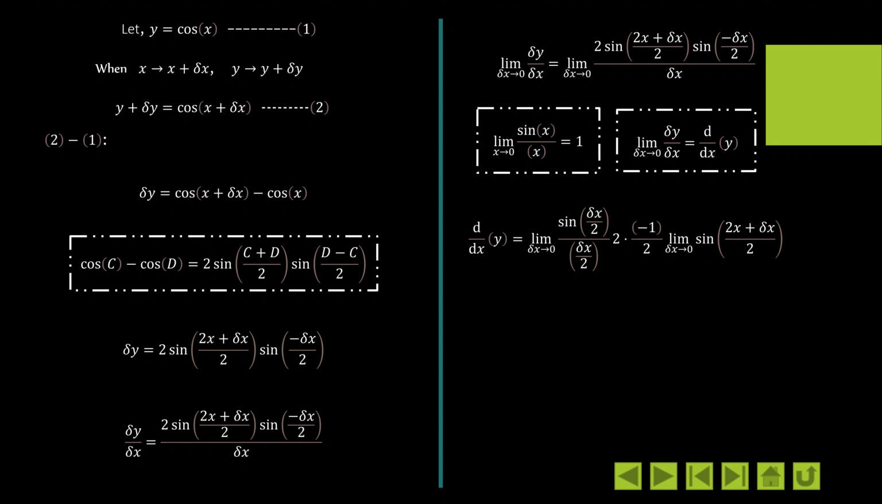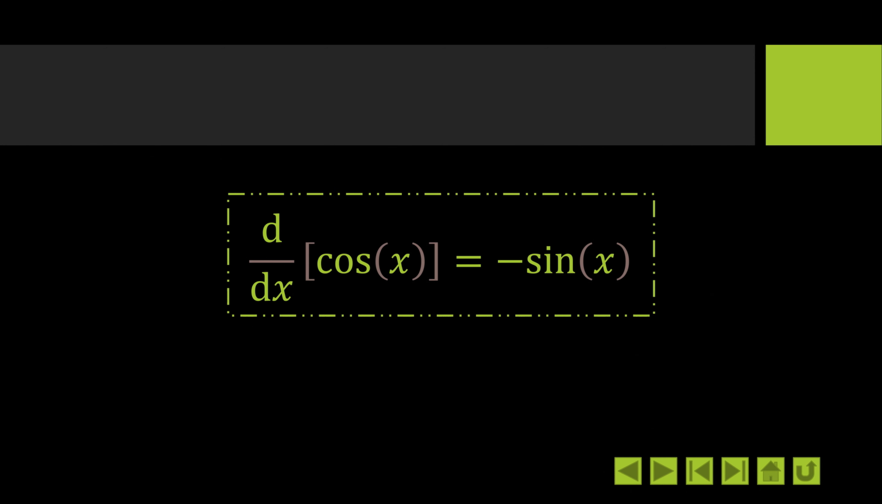Evaluating our limits, because we have a negative increment inside the angle, that special sine limit evaluates to -1. Meanwhile, substituting 0 for delta x simplifies the remaining sine term directly to sine of x. Multiplying them out gives us our final result. The derivative of cosine of x with respect to x is exactly negative sine of x.